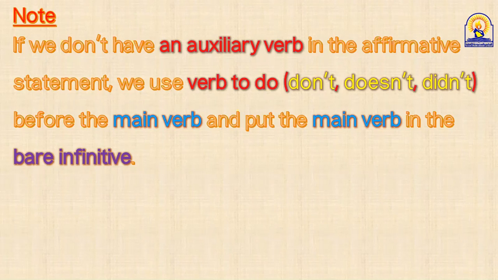Okay, Arwin, thank you, but you have a problem with your connection. Most of the words you said, I haven't heard them. Thank you anyway. If we don't have an auxiliary verb, guys, in the affirmative statement, we use the verb to do. I mean, we use don't or doesn't or didn't. One of these three, okay, we use one of them before the main verb. We put it before the main verb. And don't forget to change the main verb into bare infinitive.